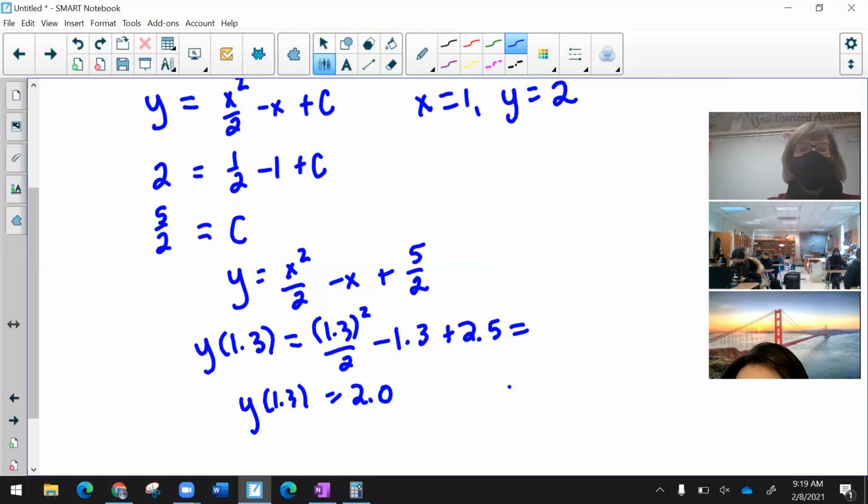What did you get? 2.045. That's not bad. I mean, it's not wonderful, but you know, it's close. How could you make it better? Yes, you would make the change in x smaller, and that would give you smaller steps, and it would make it more exact. Okay.